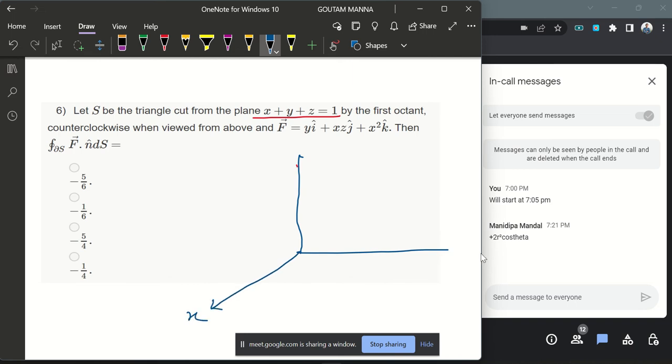so it is x, y, z. When y and z equal 0, the plane cuts the x-axis at x equals 1. So it is cutting the x-axis at this point, 1, 0, 0. It's cutting the y-axis at this point, 0, 1, 0. And the plane is cutting the z-axis at this point, 0, 0, 1. So the plane will look like this.